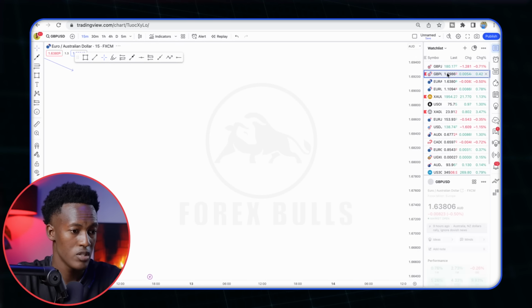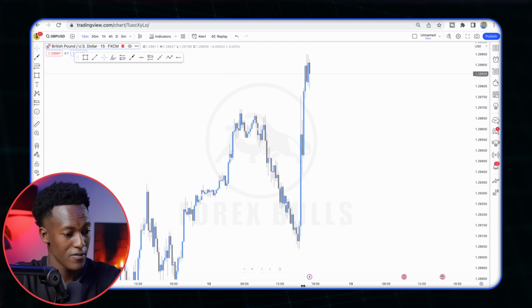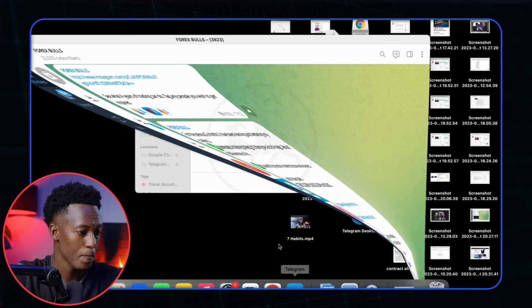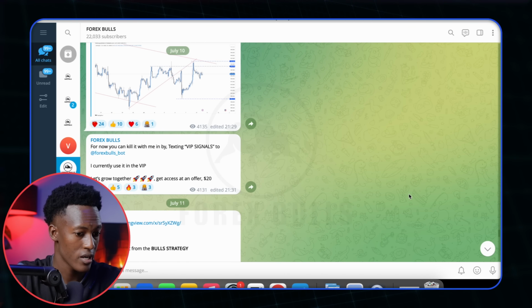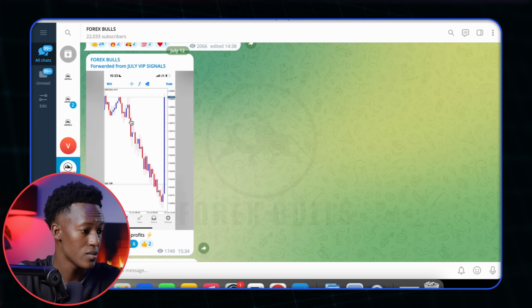So we can try out GBP USD. We had CPI today and we took a very beautiful trade here. Let me show you guys real quick on Telegram. We took this beautiful trade right around here. There we go. So we caught this beautiful trade.